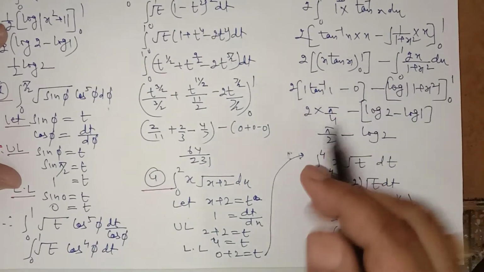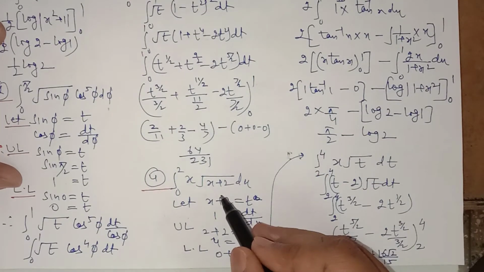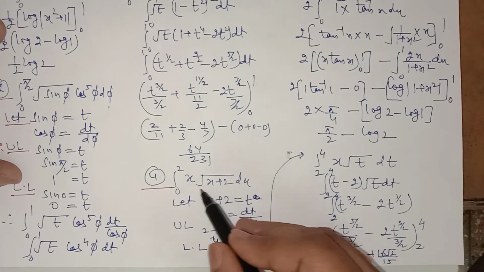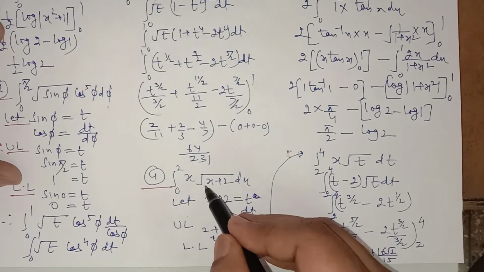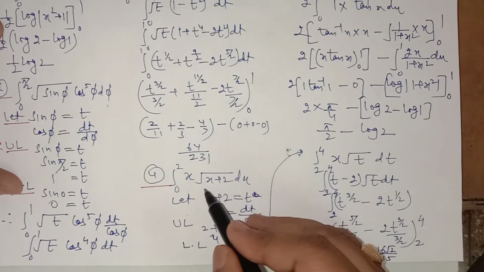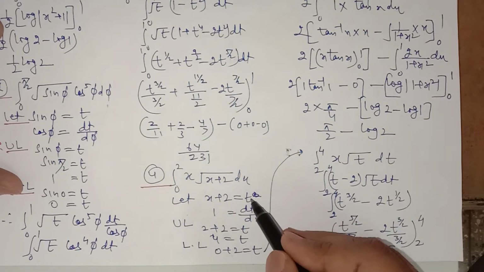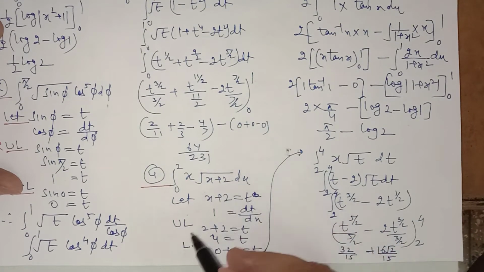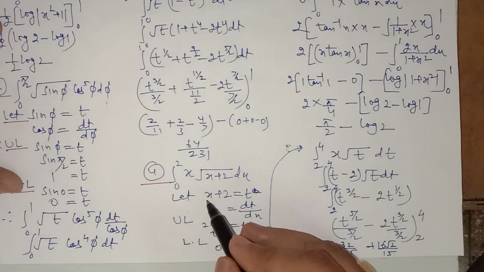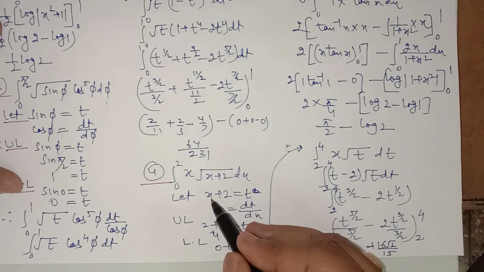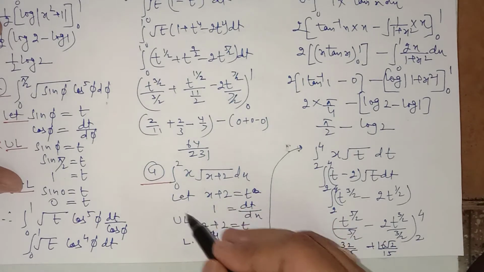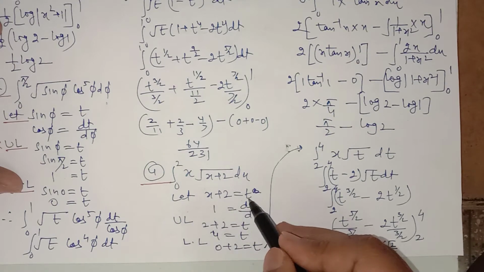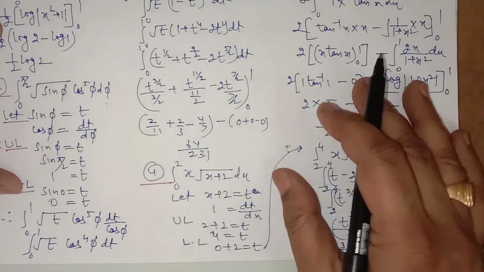Now question number 4 you have done in the starting of this integration chapter, I think in first or second exercise, and you have to integrate x under root x plus 2 with respect to x. So again let x plus 2 is equal to t, so dt upon dx will be equal to 1. Change the upper limit. We have let x plus 2 is equal to t, so upper limit in terms of x is 2, so replace x by 2, so 2 plus 2 is equal to t, which is equal to 4. The lower limit is 0, replace x by 0, the lower limit in terms of t will be 2.